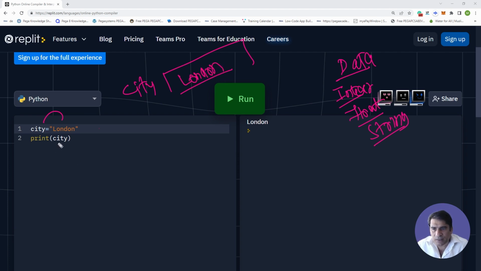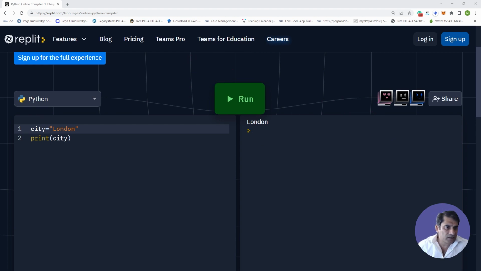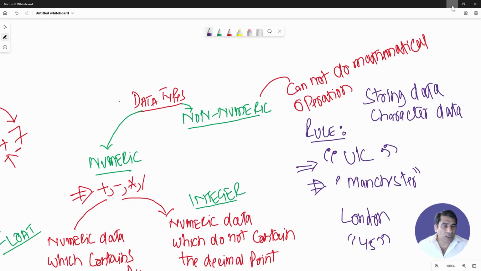And now we are asking to print city. So it will go to that variable. It will pick up whatever is stored in that variable and it has printed that thing there. So my friend, in this session, we discussed the data types. Not only the data types, the rules for data as well. And these are very important to understand and apply.